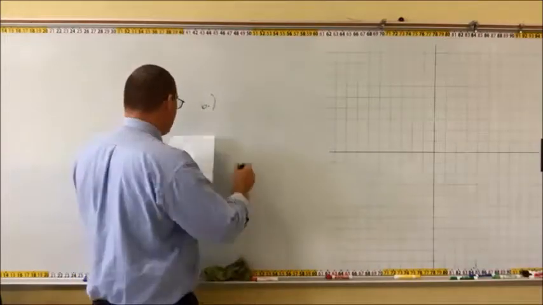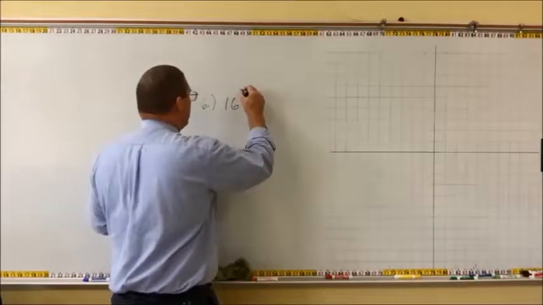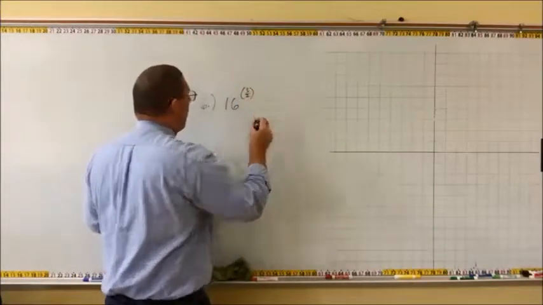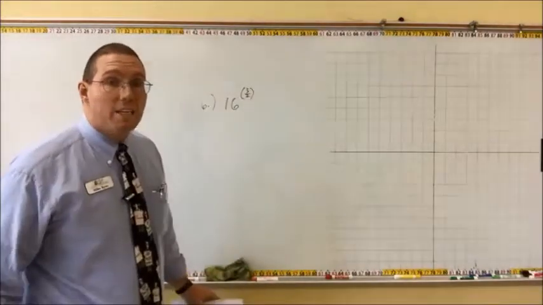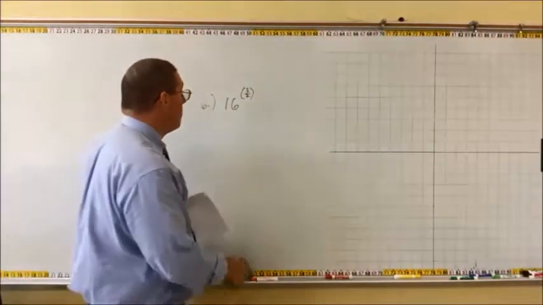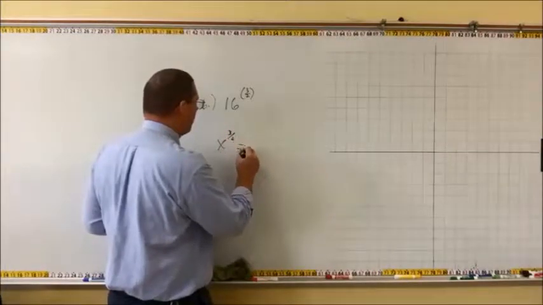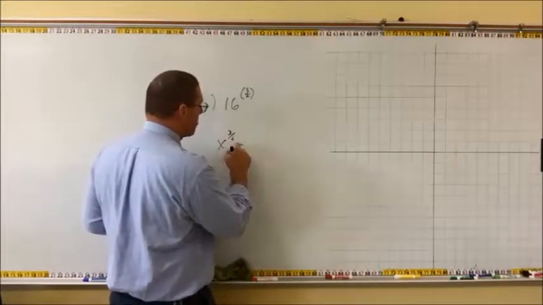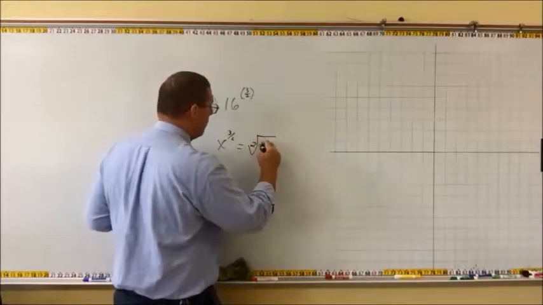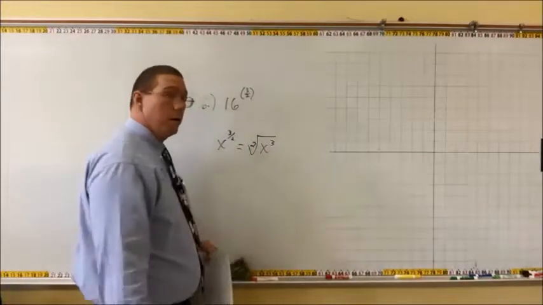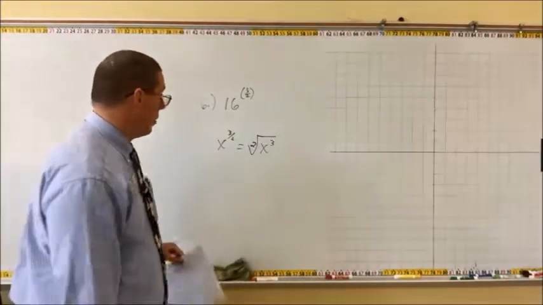Number 6 says 16 to the 3 over 2 power. Now, fractional exponents mean radicals. So if I had x to the 3 over 2 power, that would be the same thing as the second root of x to the third power. So the square root, basically.